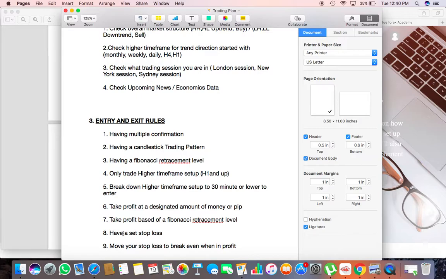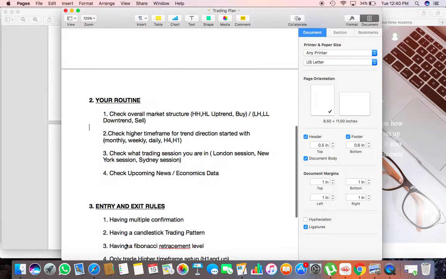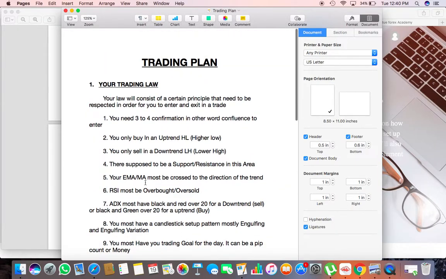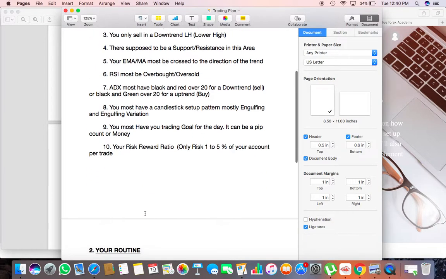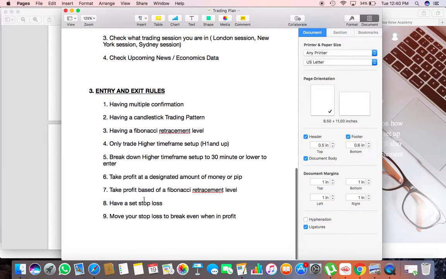But if you're not greedy, you don't want to move your stop loss into profit or break even or anything else, you can just take your $300 and take profit. That's it. And so that's it, guys. That's your trading plan. That's all you should put in your trading plan.